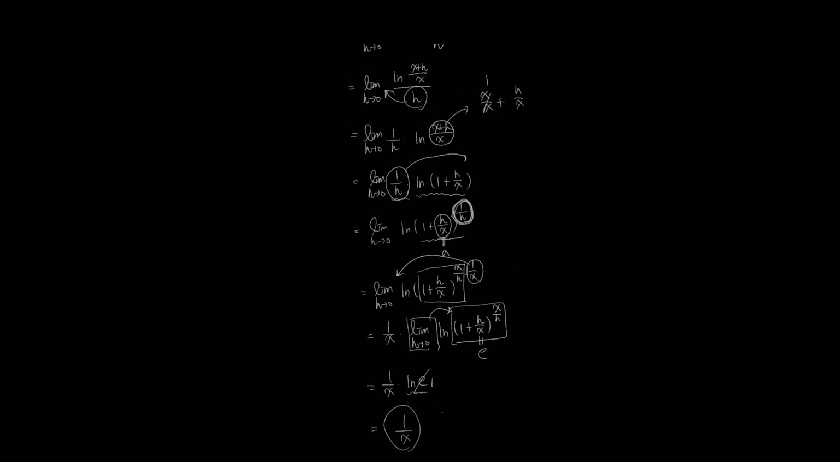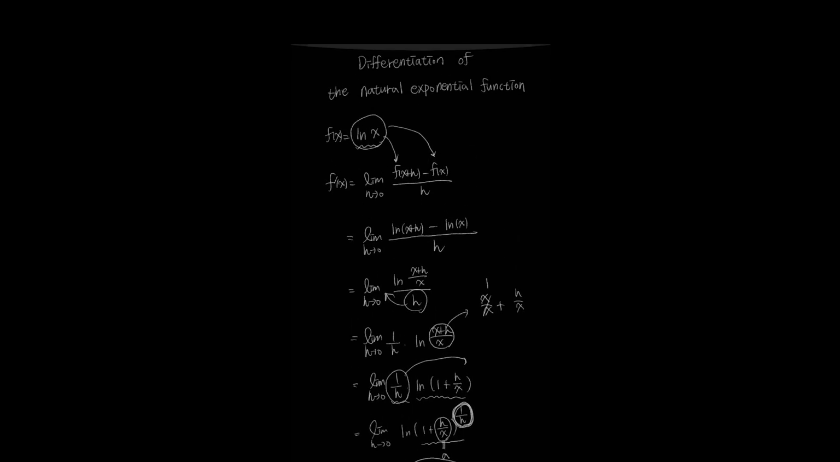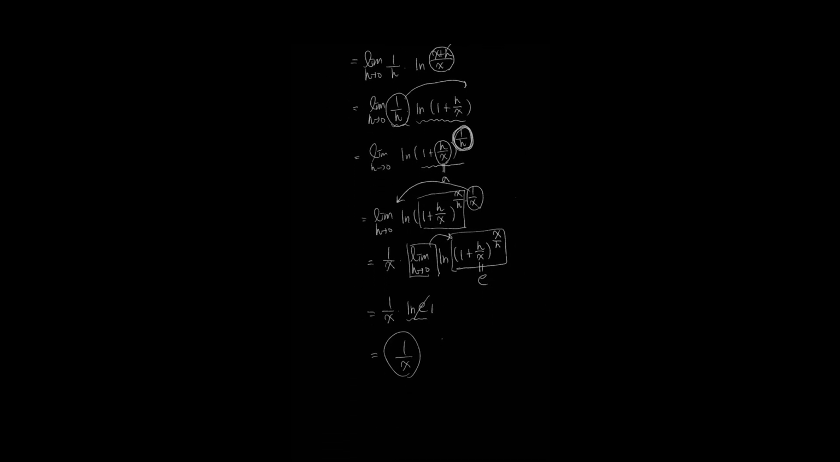So what we did is, when we get the derivative of log x, the final form would be 1 divided by x. So to see, log x turns into 1 divided by x.